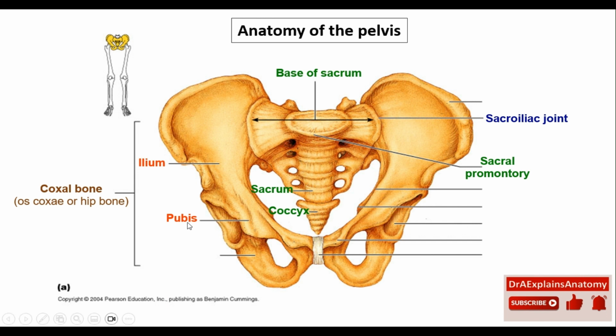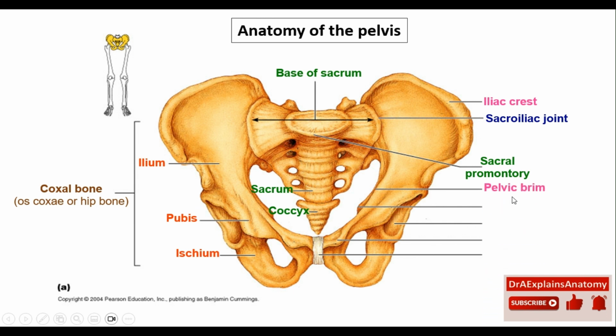We also have the pubis right here on the superior and anterior aspect of the pelvis, and we have the ischium on the inferior and posterior aspect of the pelvis. This is the iliac crest, one of the structures on the ilium. The hip bone is the result of the fusion of the ilium, pubis, and ischium.